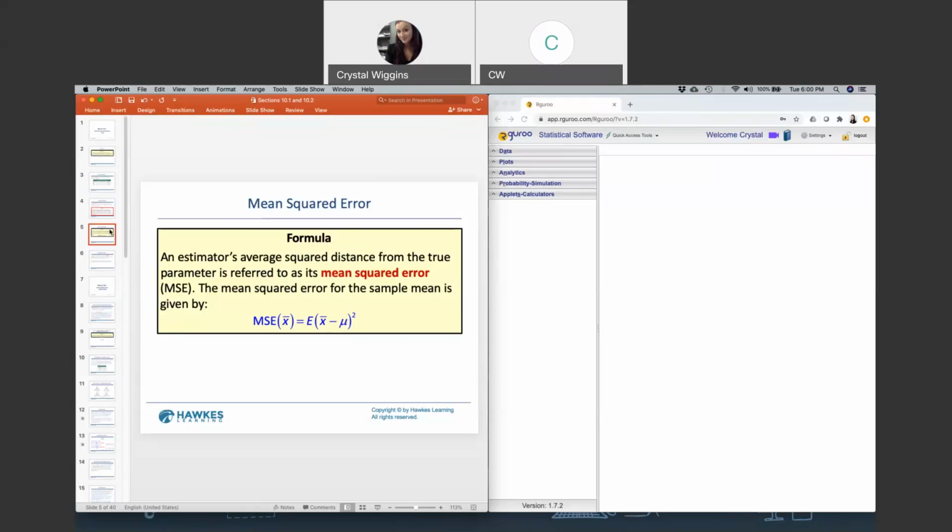So an estimator's average squared distance from the true parameter is referred to as the mean squared error, MSE. The mean squared error for the sample mean is given by the following formula. So we have the margin of error, which we're going to talk about what that formula looks like, times the difference between the sample and the population squared. We square it because when we're talking about margin of error, we want the positive version. And so squaring the difference ensures that we're working with positive values. And we'll talk about this margin of error in a bit.